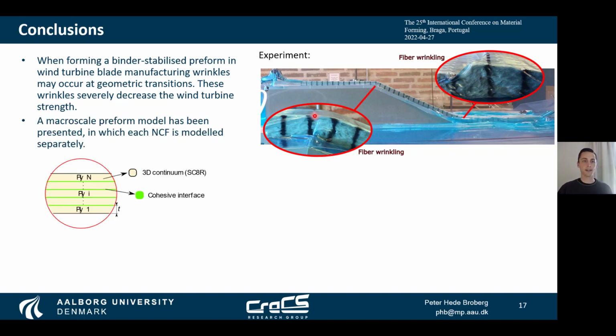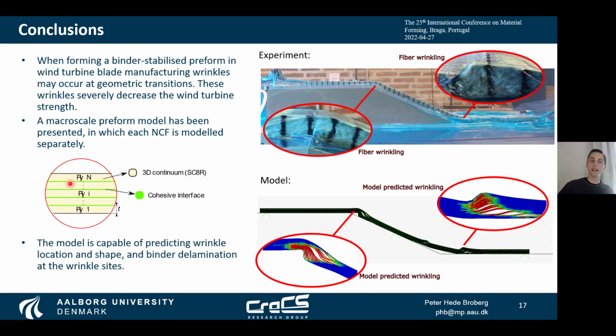And we have proposed this macro-scale preform model in which the non-crimp fabrics have been modeled separately with a cohesive interface between each layer to represent the binder. And this model is capable of predicting the wrinkle location and shape, and also binder delamination at the wrinkle sites.